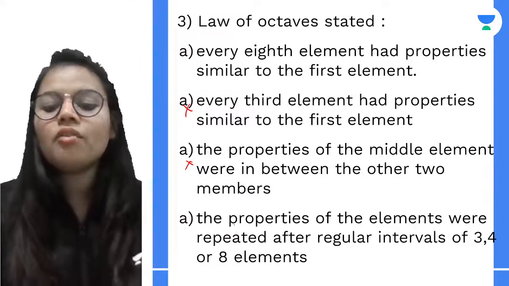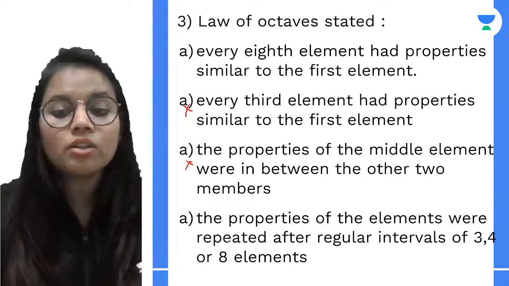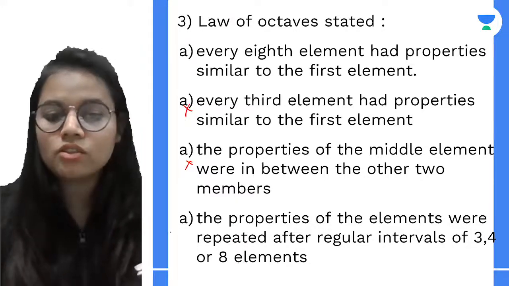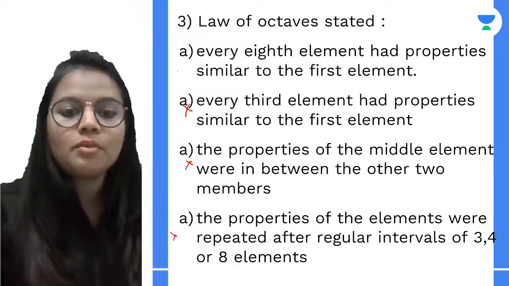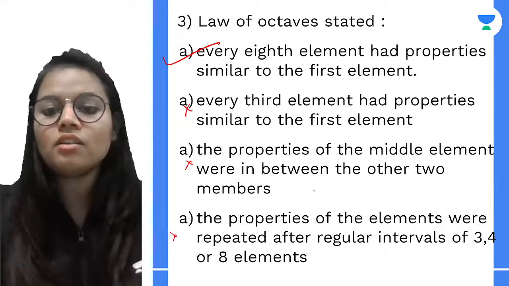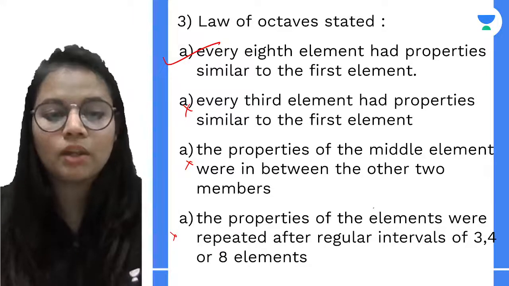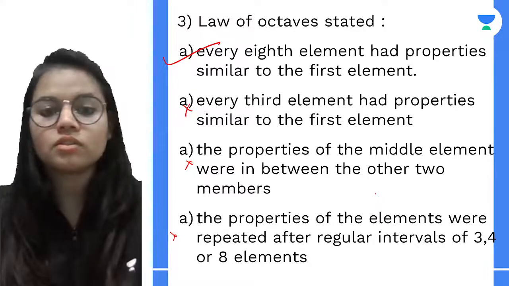The properties of elements were repeating after regular intervals of 3, 4 or 8 elements. That is also not correct. So that means the 8th element has properties similar to the first element.